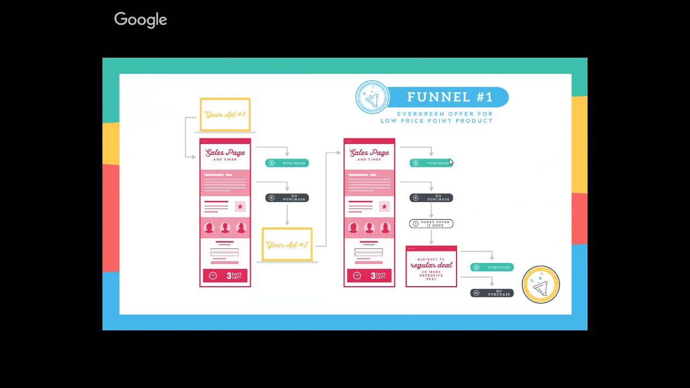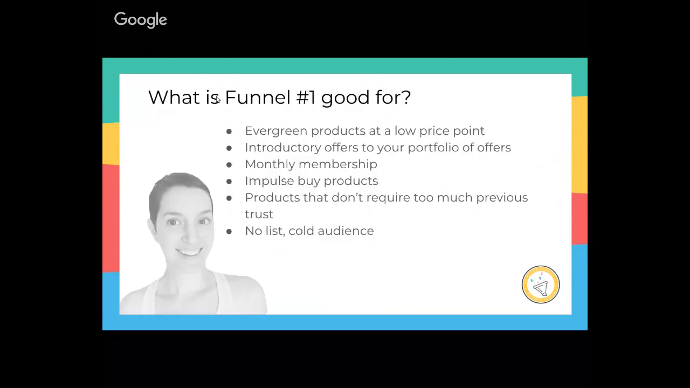Okay, so this is this funnel. You're already pros, you know this funnel. It says funnel number 1 in our list of 5 classic funnels. And it is good, especially for evergreen products at the low price point. They're good for introductory offers to your portfolio of offers. So if you have different levels of products and different price points, this could be an evergreen funnel that you run all the time, mainly to bring people to you. So you may not make a lot of money off of it, but it's an introductory offer so people get to know you, they're happy with you, then they'll end up buying your other products eventually.